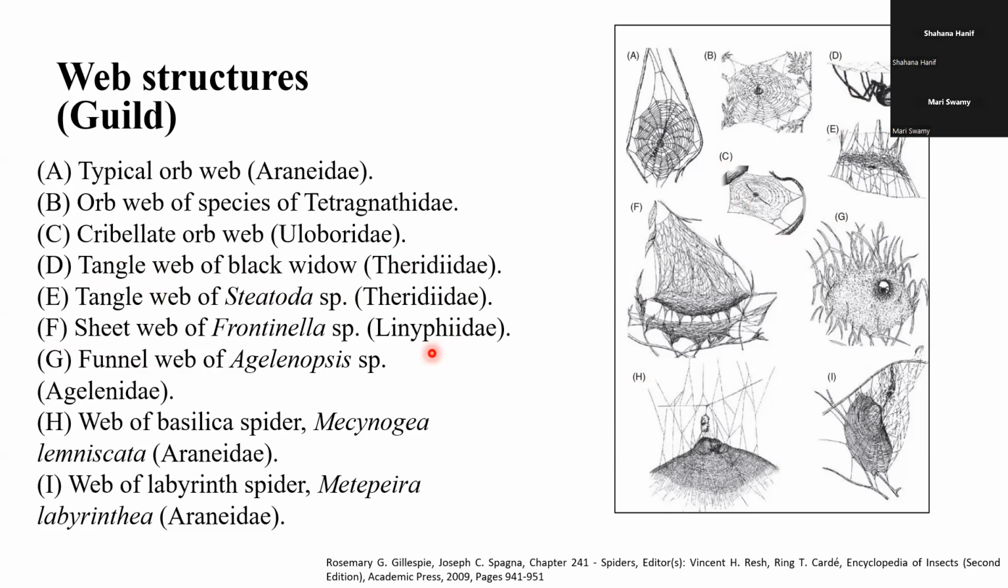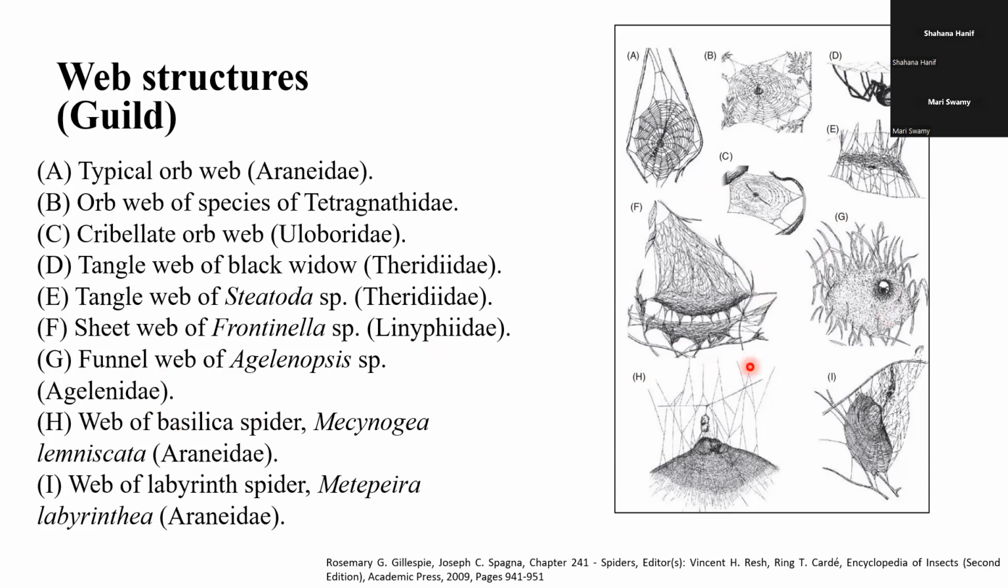It will build a sheet web, this one. Then the funnel web: if you see it in the field in the morning, it will actually look like a funnel. Why am I saying in the morning? Because all the dew drops will be sitting on the funnel, on the edge of the opening of the web, and you can see the drops going through the funnel and the spider sitting at the end of the funnel. So this is the funnel web, this one.